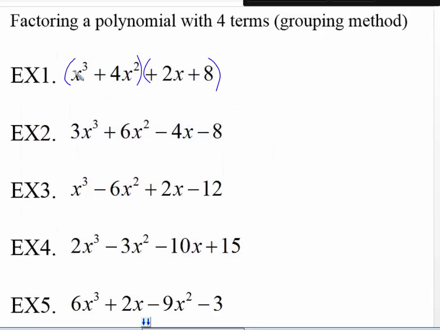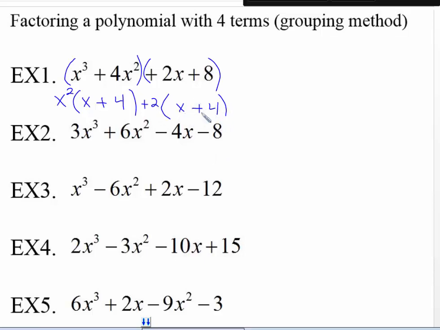Let me show you what to do here. So once we have this right here, you take out the GCF. With this group here, we take out the GCF. In this case, it's going to be x squared, and that'll give us x plus 4. Over here, we take out the GCF, it's positive 2, and then we would get x plus 4.